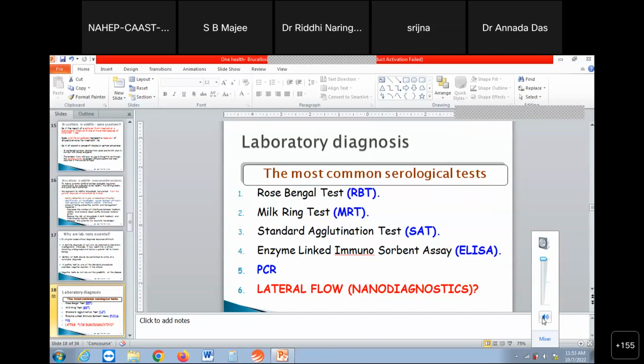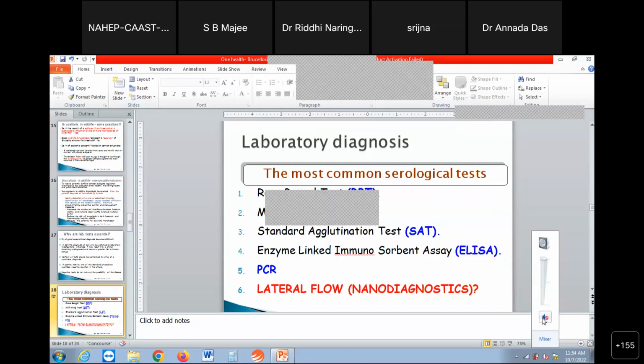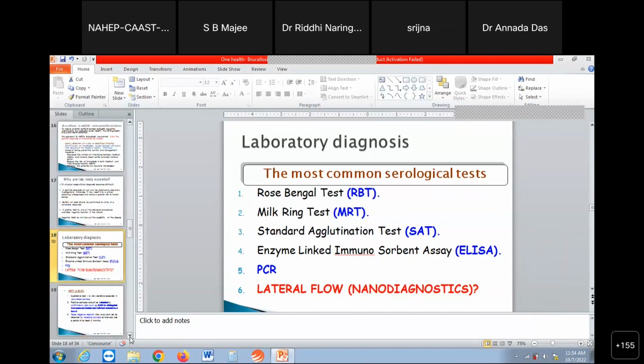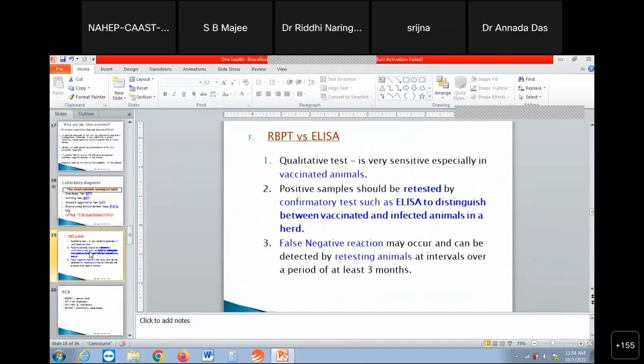And let us look at the next test, that is lateral flow, which of course is very important as far as nanodiagnostics is concerned. So we'll have a quick look. As a qualitative test, it is very sensitive, especially in vaccinated animals. Positive samples need to be tested by confirmatory tests such as ELISA.